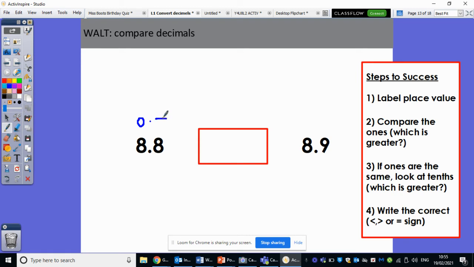Right, so while I again complete step number 1, which is labeling the place value, and I can't stress enough how important that is. So, compare the ones, 8 and 8. Right, they're the same, so we need to move on to step 3. If the ones are the same, look at the tenths. 8, 9. Remember, the crocodile always goes for the bigger number. So 8.8 is less than 8.9.